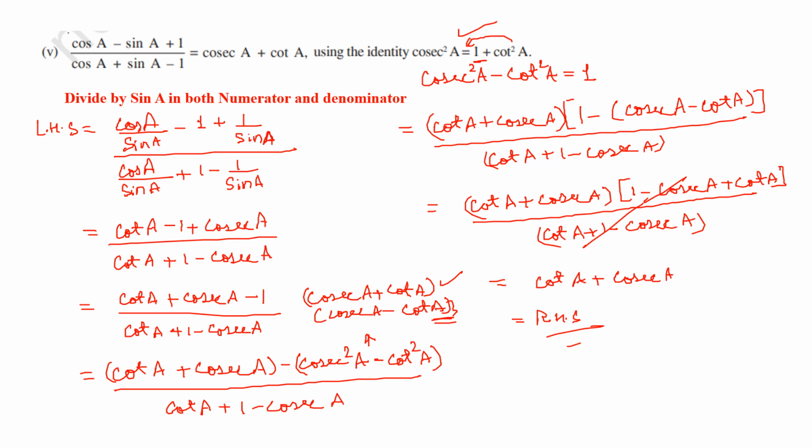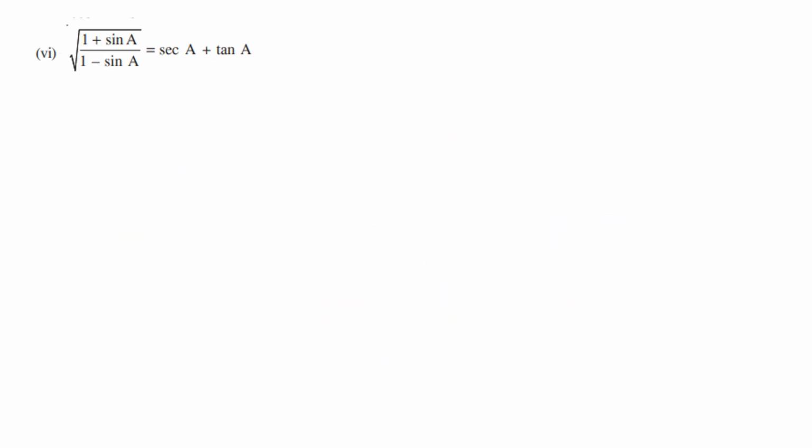Okay. So this was also a little lengthy, but this is also a very good question where you can see here, in place of 1 I have used this identity, isn't it? And then my simplification became easier. Now moving to sixth question.